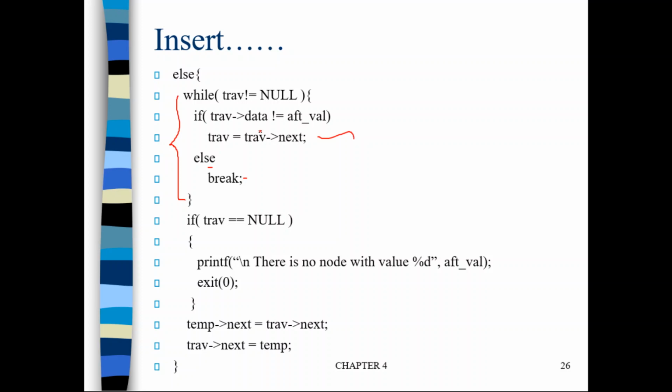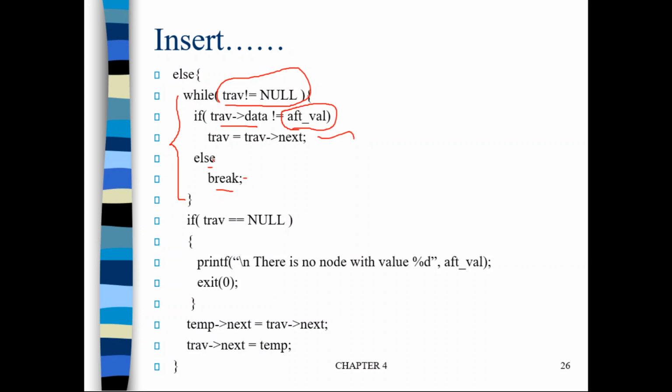The while loop, you may come out of the while loop if you find a node whose data part is equal to after val, that is, after which you want to insert the new node. Either if you have found that particular node, you will come out. That is the first case, because of this break. The second case is you have traversed the entire linked list, but there is no such data which is equal to after val, and you have reached the end of the list, that is, you have reached null. In that case also you can come out.